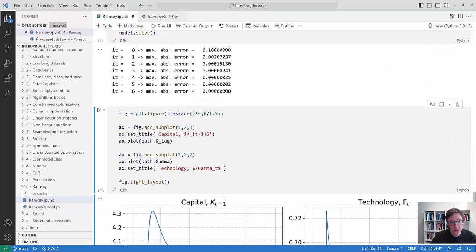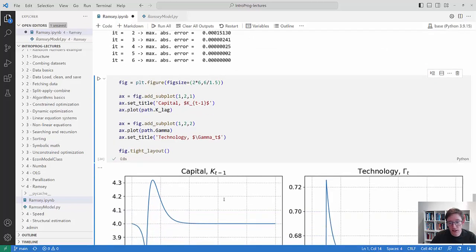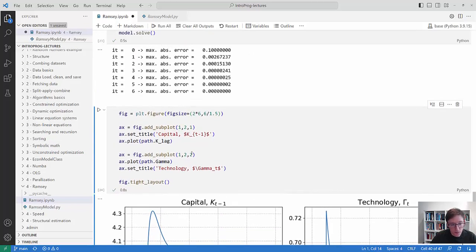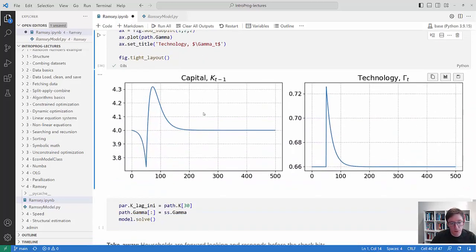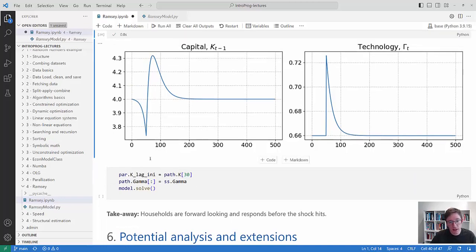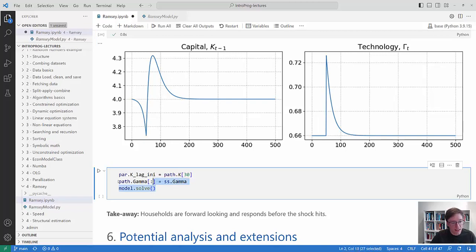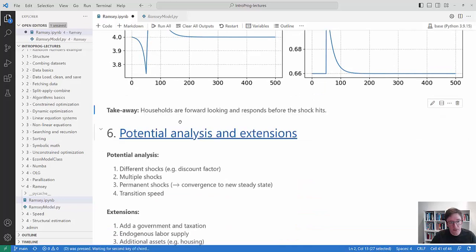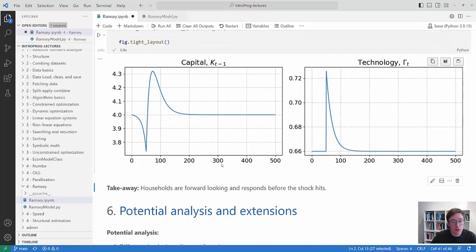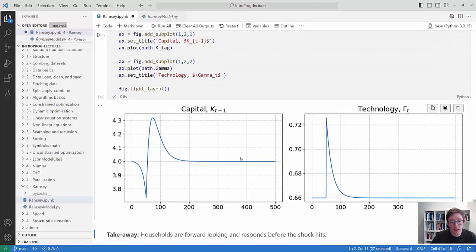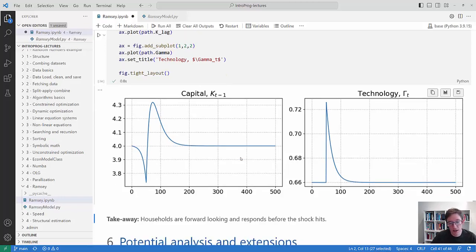Important takeaway here is that we could actually see that households respond before. We also do something like this, where then we say, okay, now let's actually, I actually don't know why I wanted to have it. Let's just forget about this cell here. Okay, so we conclude here that households are forward-looking and respond to this before the shock, and that shows sort of the power of this model in terms of modeling behavior.